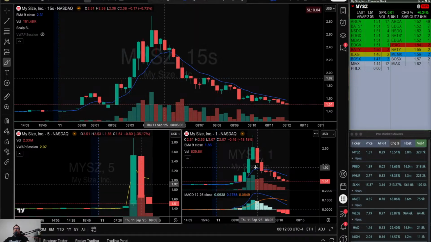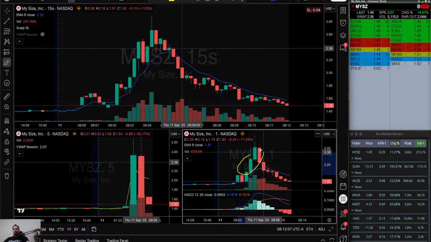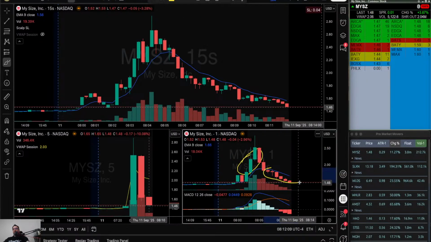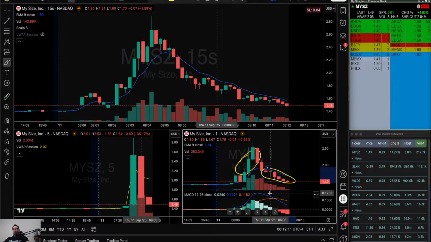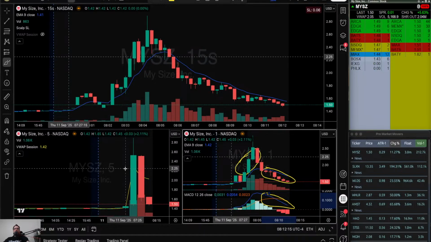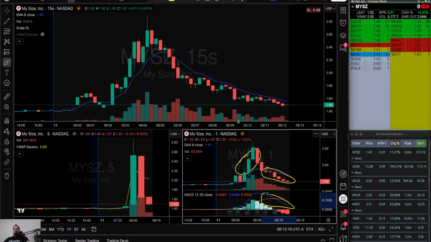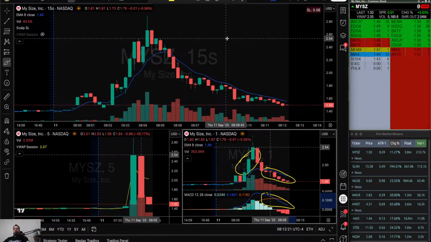Then I jump over to the 1 minute. If the 1 minute looks like this, that's good. If it looks like this and the MACD is rolling over, pass. I don't care if the 5 minute looks good, pass. So I go left, right, up, left, right, up. That's how I analyze stuff real quickly.